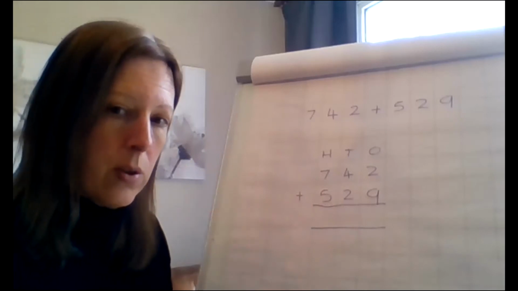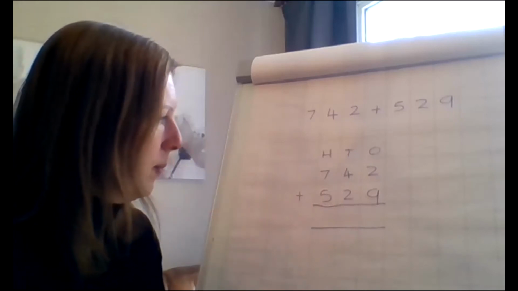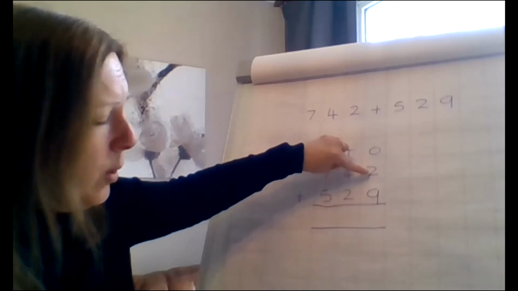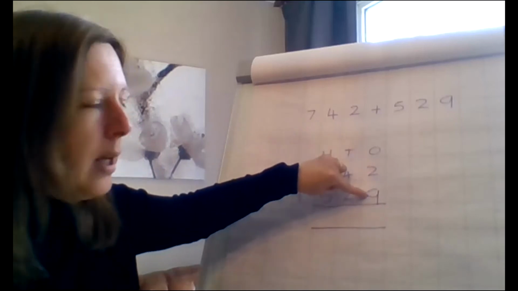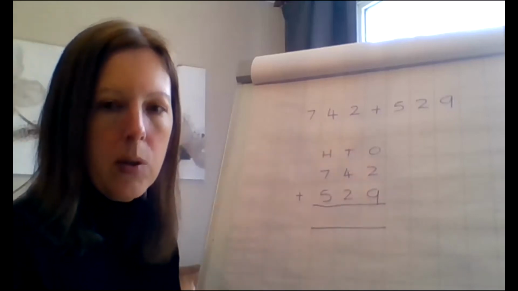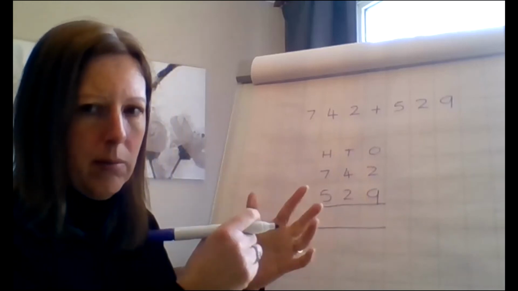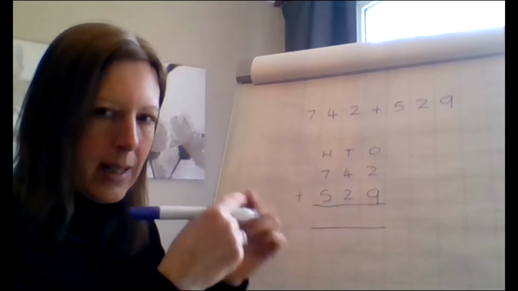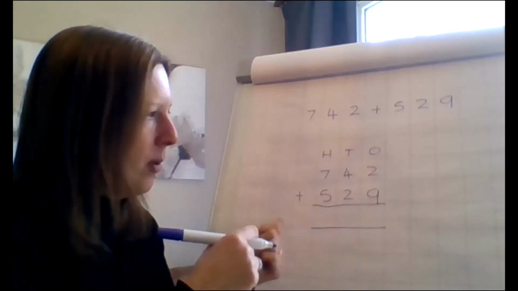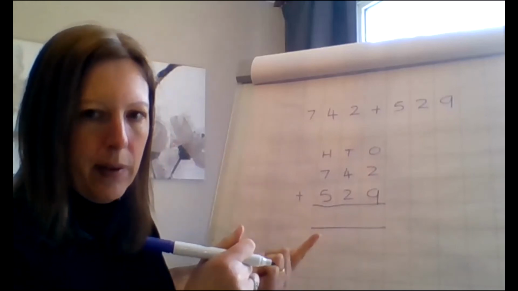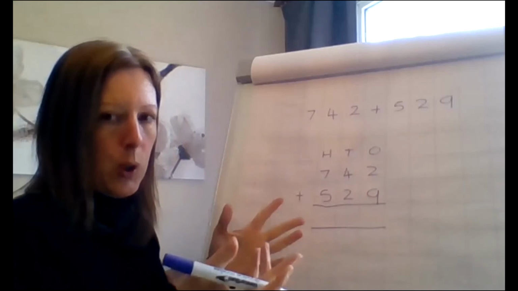Again, I'm going to start with my ones column. So in my ones column, I've got 2 added to my 9 there. So flip it around, do 9 add 2. Remember, with adding, it doesn't matter which way around we do it. So 9 add 2 would be 10, 11. So 11 is a 2-digit number.